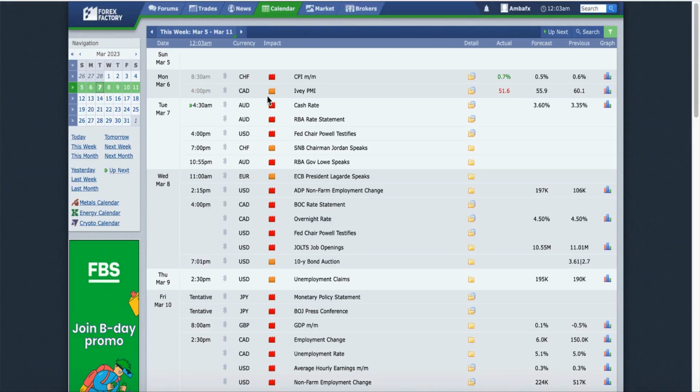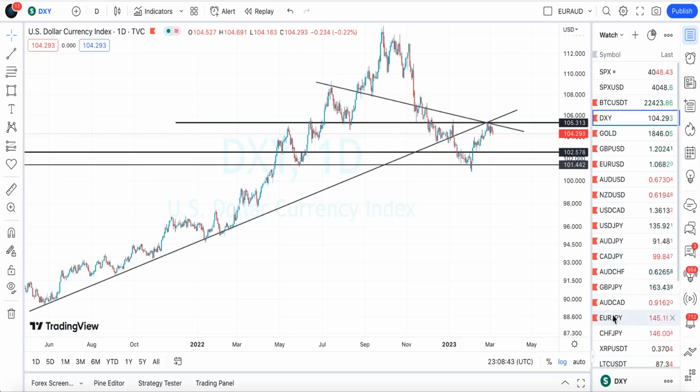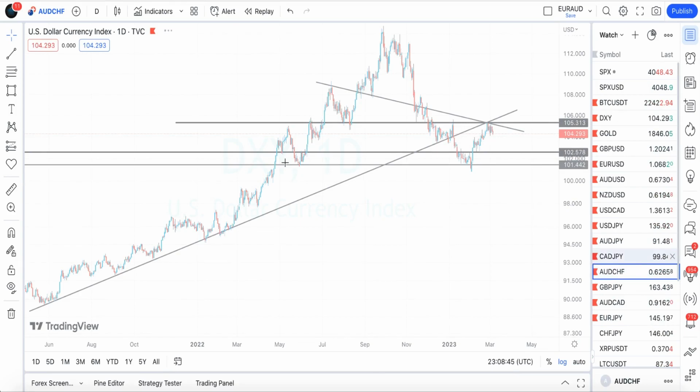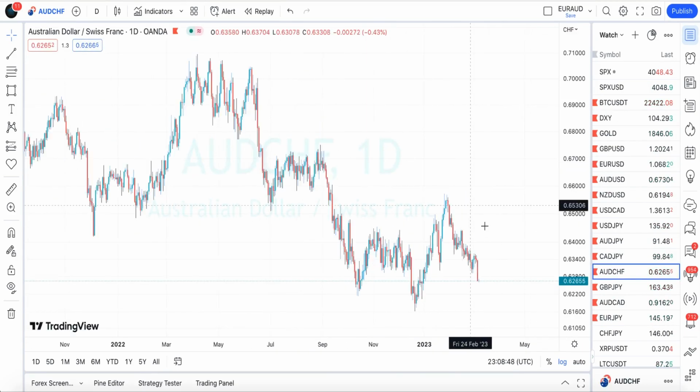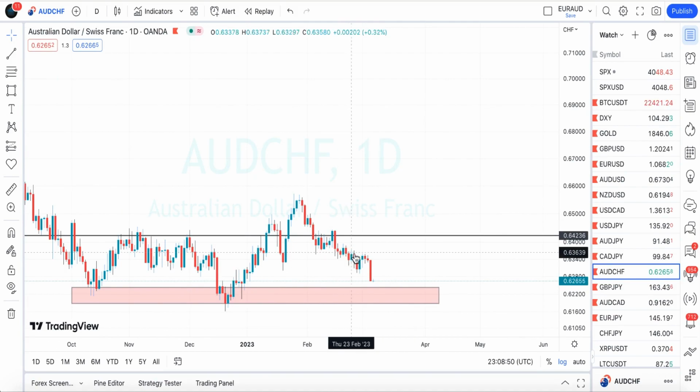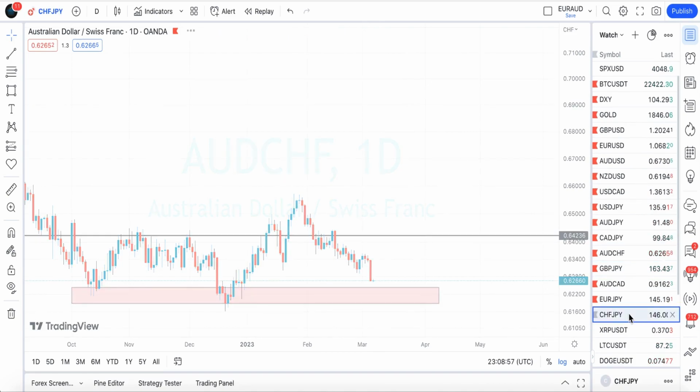The fundamental that dropped on Monday is the Swiss franc CPI, which came out better than expected. If you check most of the Swiss franc currency pairs, you will see that they move massively to the downside. As you can see, the impact of the CPI, which came out better than expected. So let's check CHF.